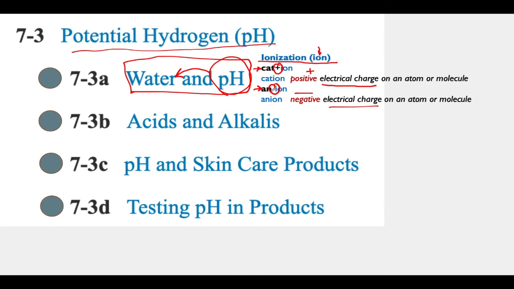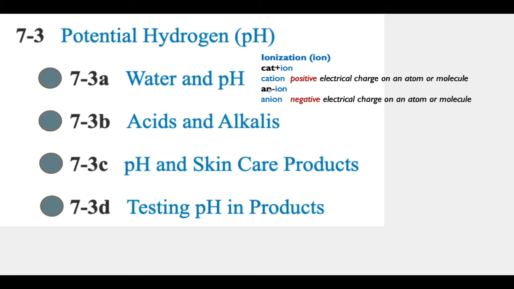So there's a lot of repetition going on here, but it just helps you to understand or get an overview of the terminology. And then we'll talk about acids and alkalis. Acids, and the opposite of acids is alkali. So these are the basics.